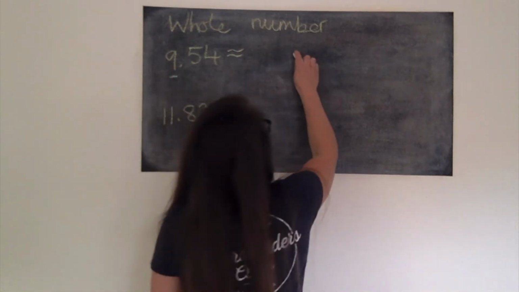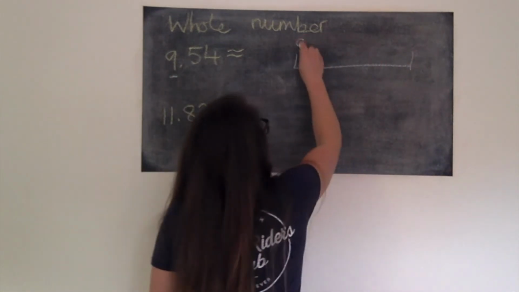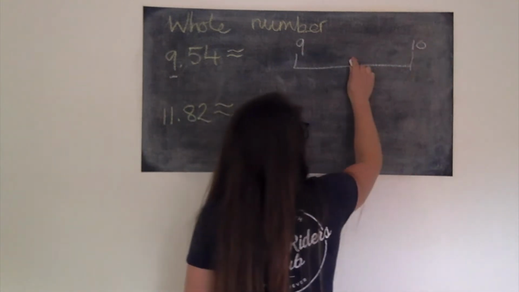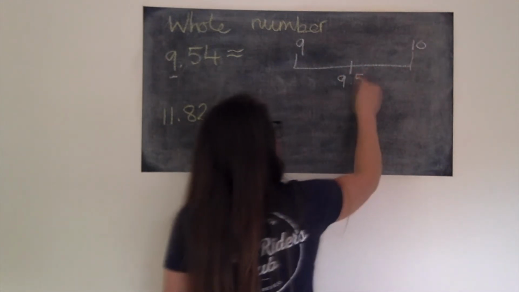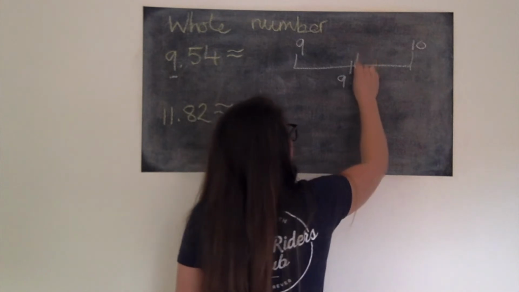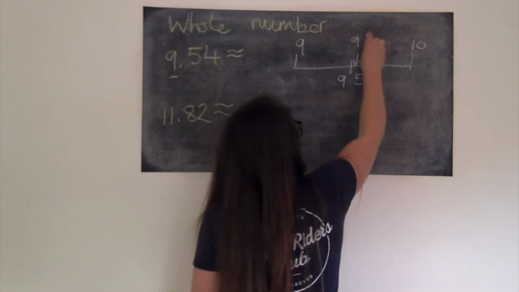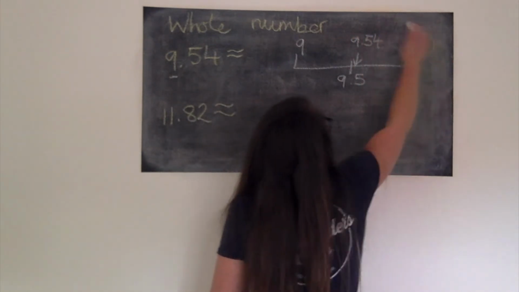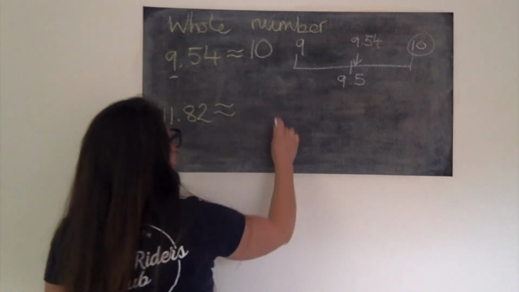Okay, so same as before, we're going to draw our number line. Two whole numbers it lies between are 9 and 10. Halfway between is 9.5, and then 9.54 is just 4 hundredths after that, so literally just after. But still, it's closer to the whole number of 10.